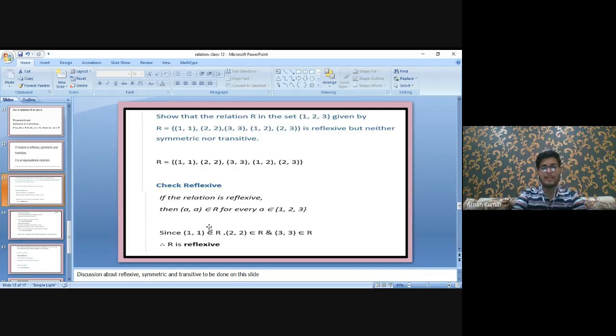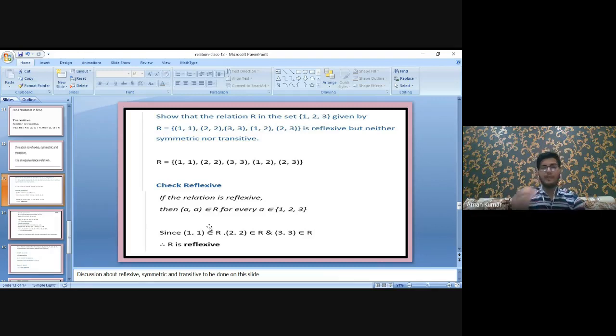So the first example is there. They are saying show that the relation R in the set {1, 2, 3} given by R is the set of ordered pairs (1, 1), (2, 2), (3, 3), (1, 2), (2, 3). They are saying show that this is reflexive but neither symmetric nor transitive.